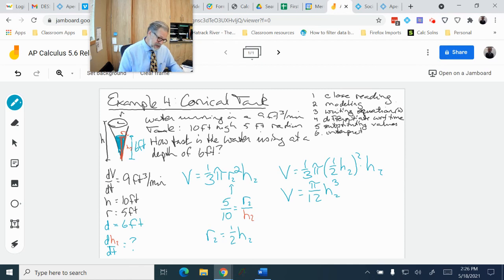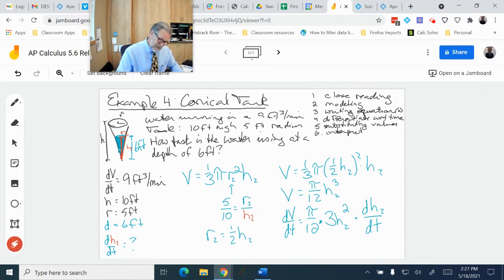And now I can take the derivative. Step 4, with respect to time. The derivative of volume with respect to time is equal to, well, pi over 12 is a constant, times, well, 3 times the height of the water squared times, chain rule says, height of the water with respect to time. I know that this is 9. I know that this is 6, and I can solve for that.